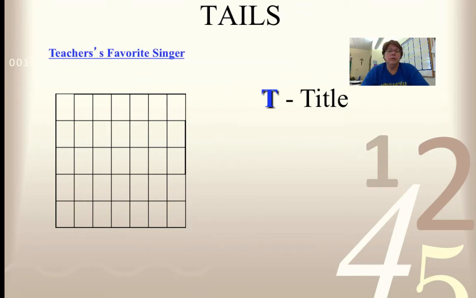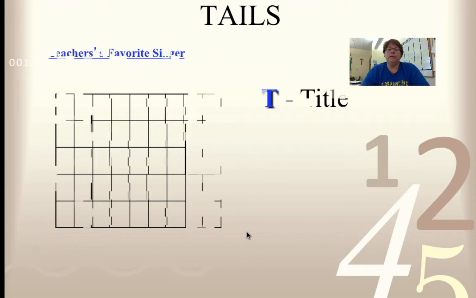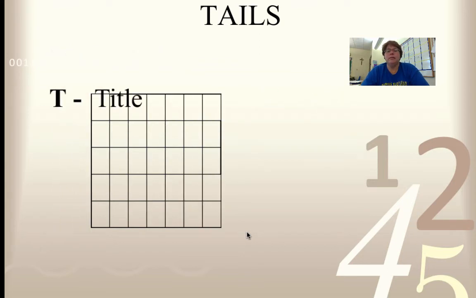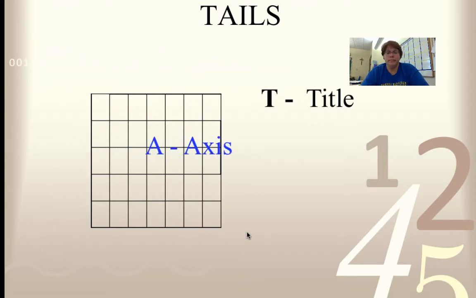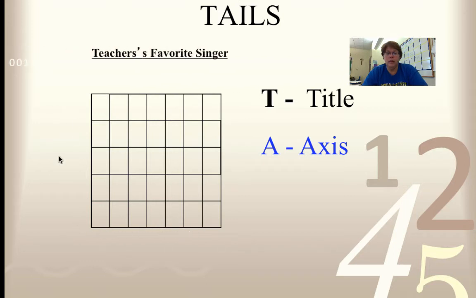Okay, so in this particular case, we're going to make a graph about all of the teachers' favorite singer. So we have our title on the top. Next, we're going to do the axes. Again, the axes are these lines right here, the up and down one and the cross one. The x-axis is for your independent variable, and the y-axis is for your dependent variable.